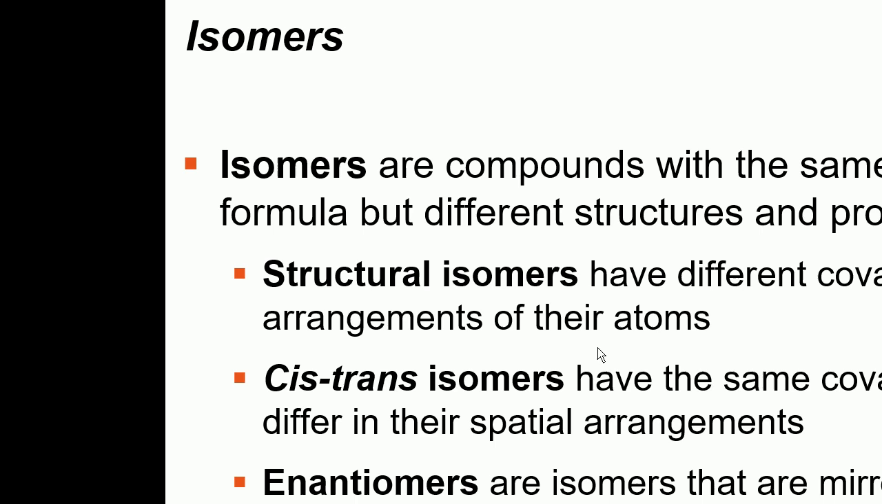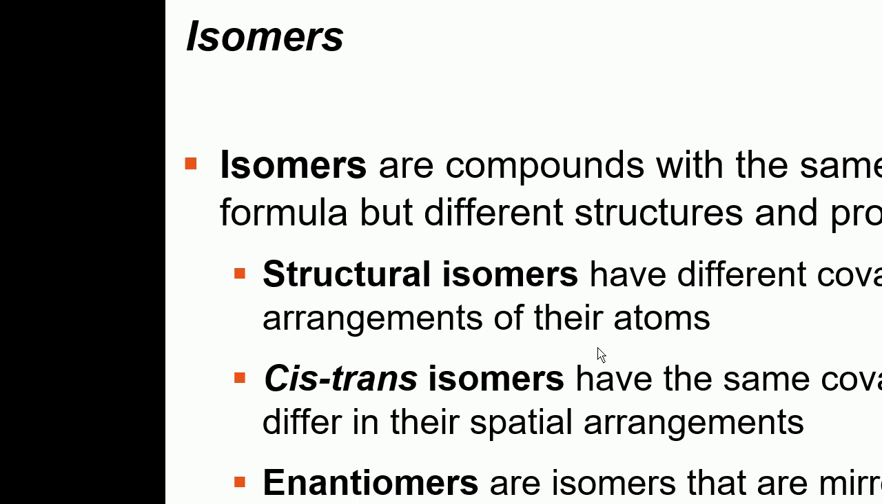Isomers are those compounds which have the same molecular formula, but they have different structures, and because they have different structures, they have different properties. So isomers are compounds with the same molecular formula. Molecular formula means they have the same number of carbons, the same number of hydrogens, and the same number of oxygens. So that is what the molecular formula means.